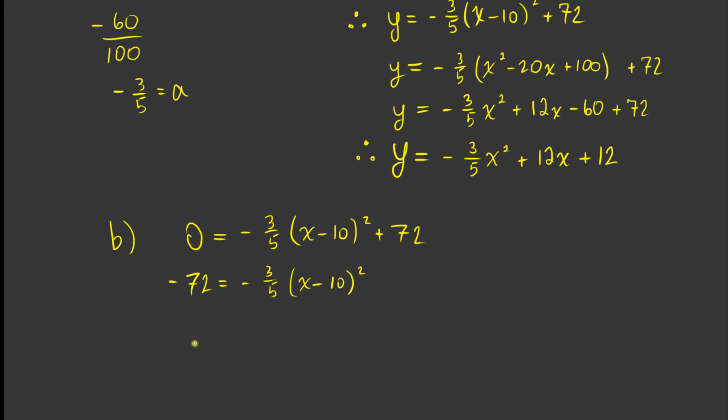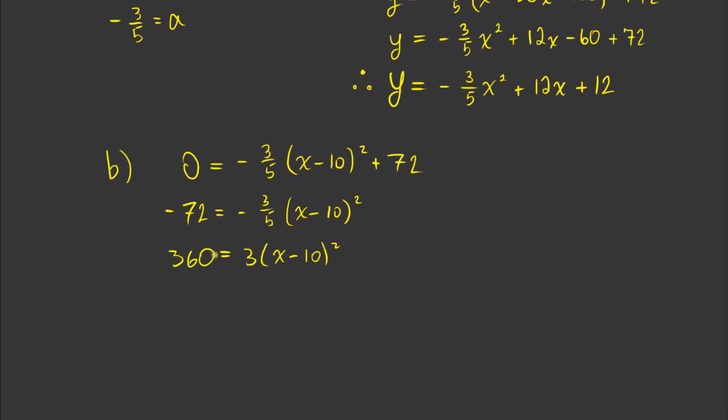72 times 5 is 360, and I'll take the negative with it so that it becomes 360 on the positive side. That's still equal to 3 times (x minus 10) squared. I'll divide both sides by 3. 360 divided by 3 is 120. And now I will need to square root both sides. This is where it gets a little bit messy. Square root of 120 is approximately 10.954.